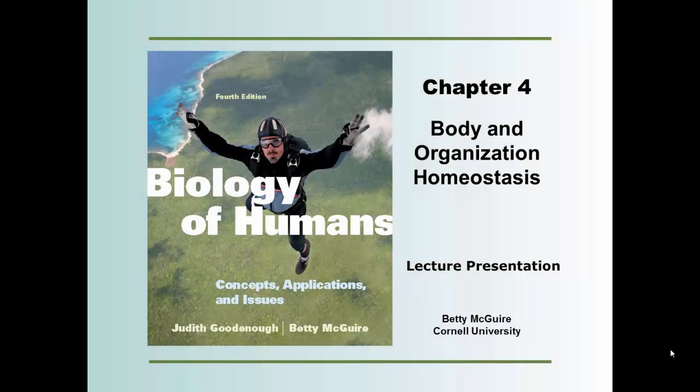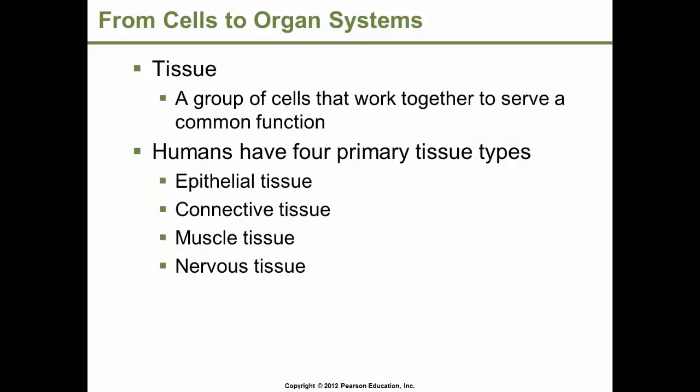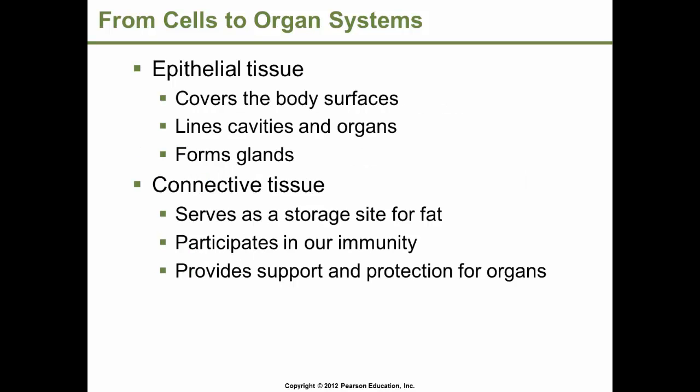Chapter 4, Body Organization and Homeostasis. A tissue is a term used to describe a group of cells that work together and serve a common function. Humans have 4 primary tissue types: epithelial tissue, connective tissue, muscle tissue, and nervous tissue.